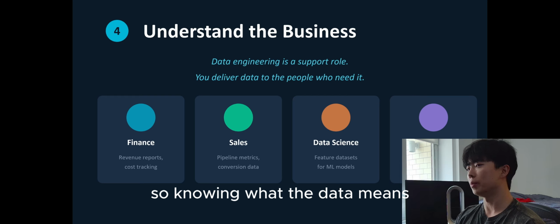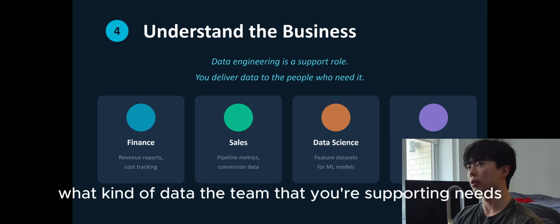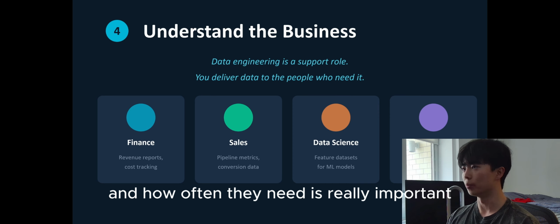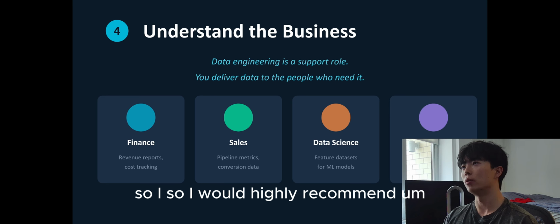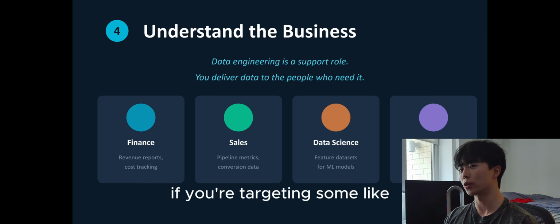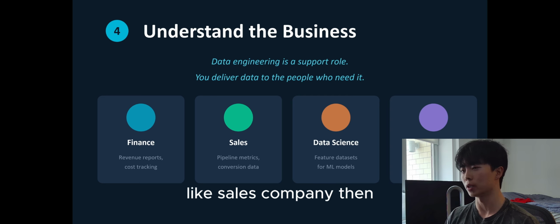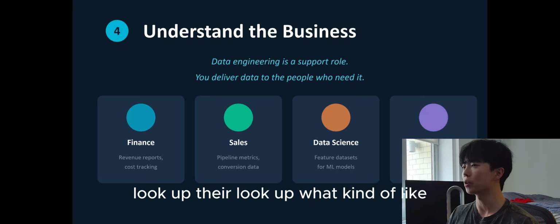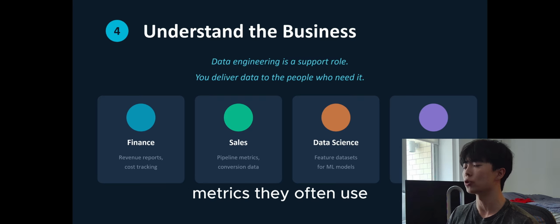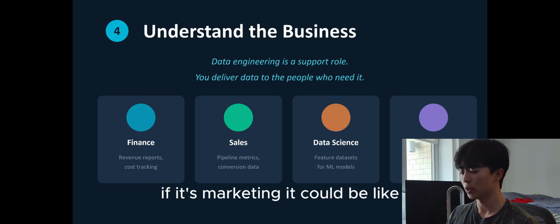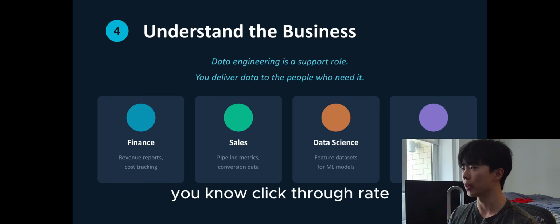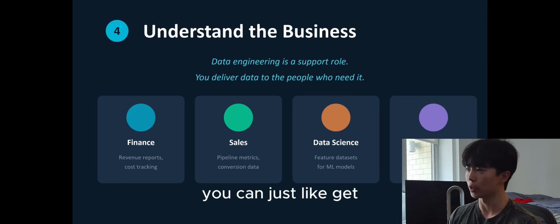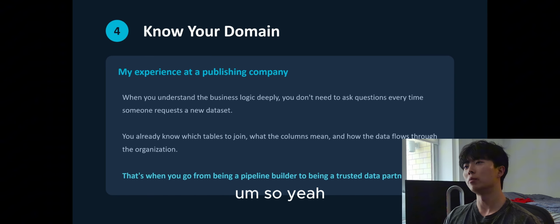Knowing what the data means, what kind of data the team you're supporting needs, and how often they need it is really important. So I would highly recommend, if you're targeting a sales company, look up their attributes, look up what kind of metrics they often use. If it's marketing, it could be click-through rate, those kinds of metrics. If you look it up with Claude and AI tools these days, they're so advanced, you can get the answers right away. So yeah, know your domain.